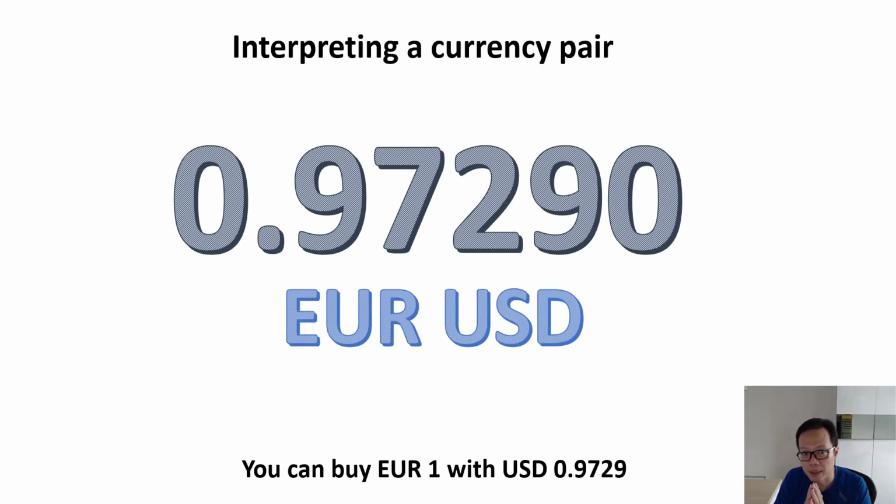Here is another example of an FX quote on the euro dollar showing you a value of 0.9729. And over here, the base currency is euro, and USD has now become the quote currency. So what this quote is telling me is how much USD I will need to exchange for 1 euro. And in this quote, I will need 0.9729 US dollar to get 1 euro.